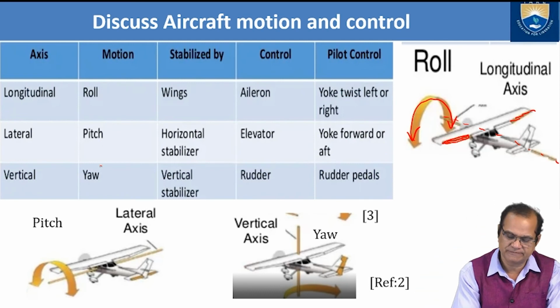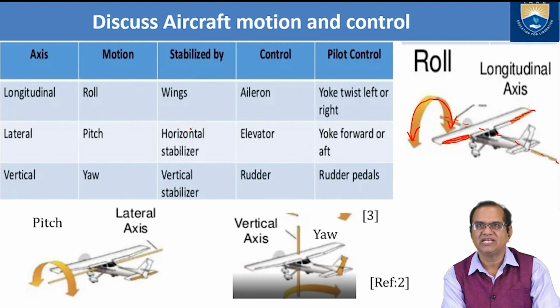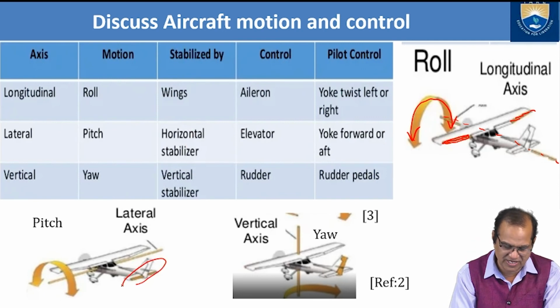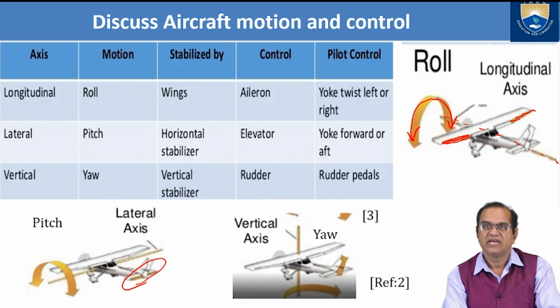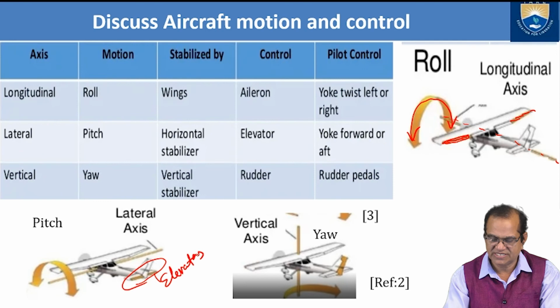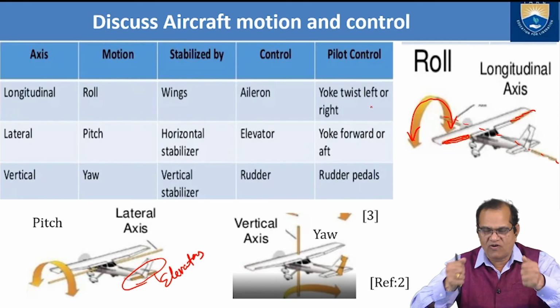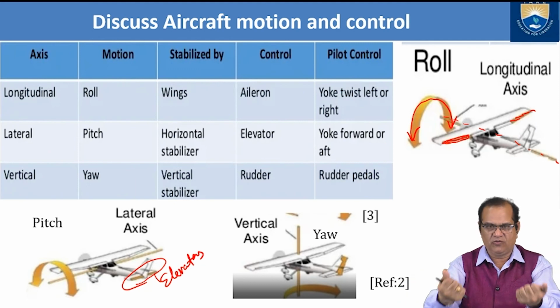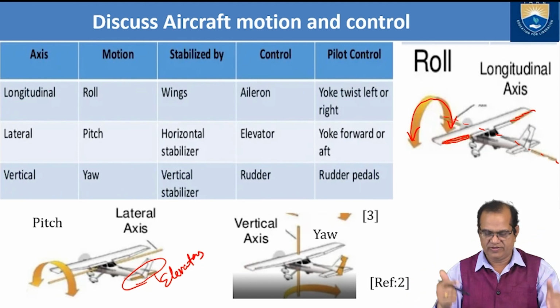Lateral means pitch. The horizontal stabilizers are here, you can see here. This is the horizontal stabilizer, and these elevators are here. These elevators are operated by moving the yoke forward or rearward. If you push the yoke forward, the nose will go down. If you pull the yoke upward, it will go upward.